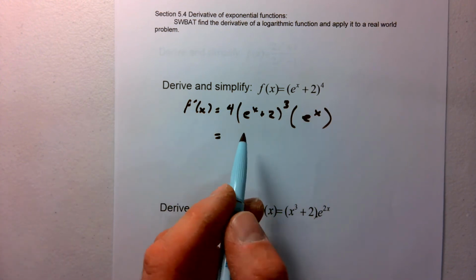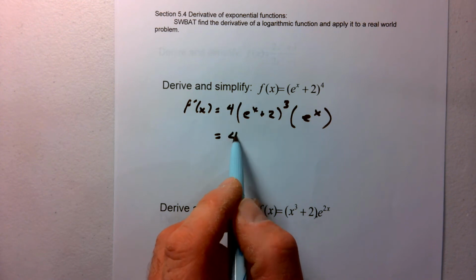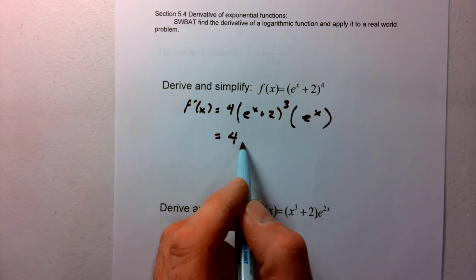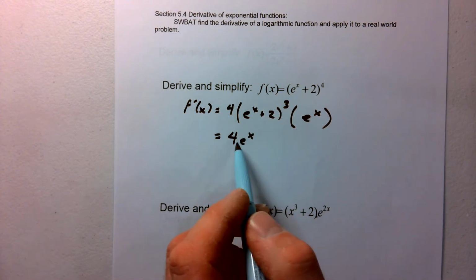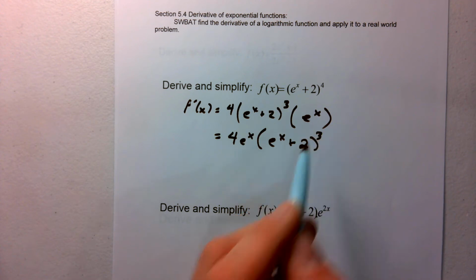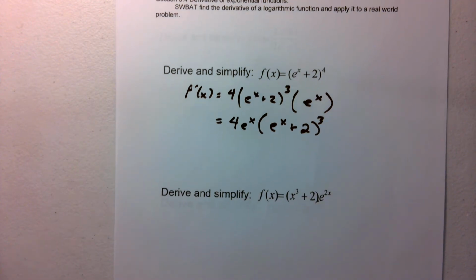We can clean this up, maybe change the look of it a little bit. We can bring this e to the x, since it's a monomial, to the 4, which is also a monomial, and multiply those together. So we have 4 e to the x times e to the x plus 2 to the third. And that's going to be our first derivative.